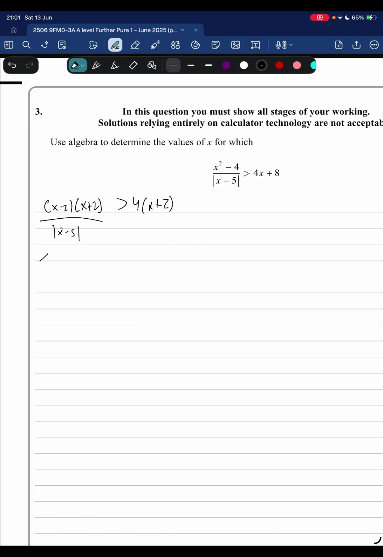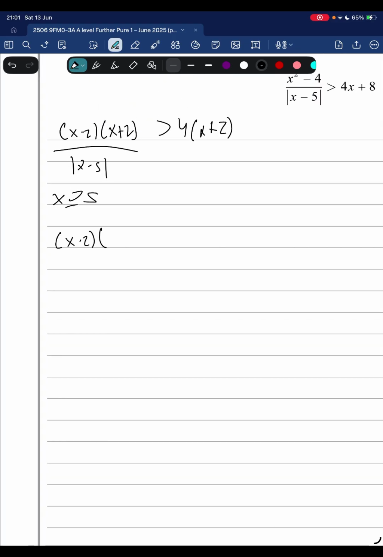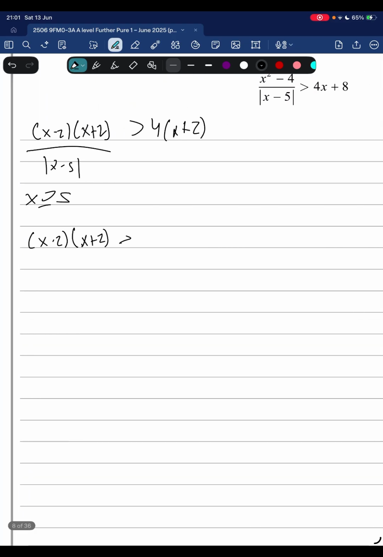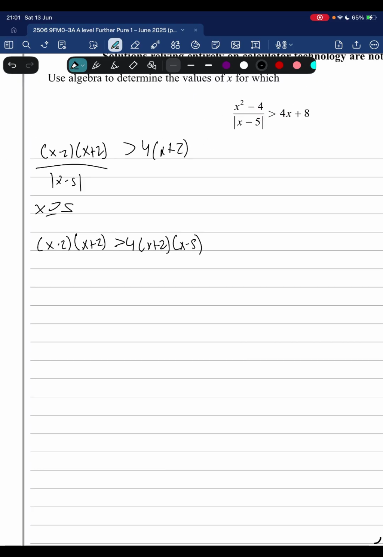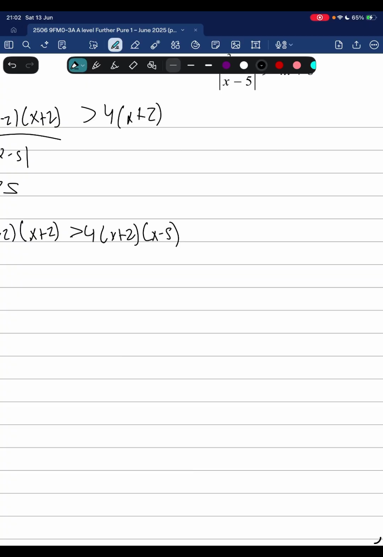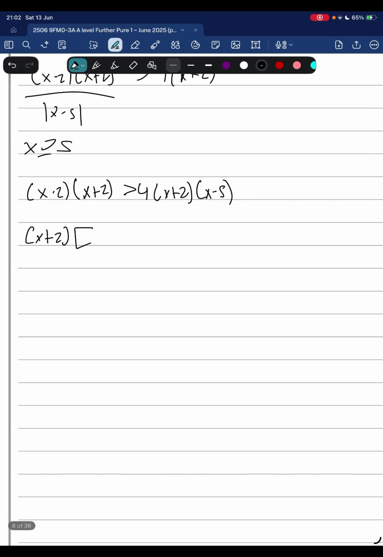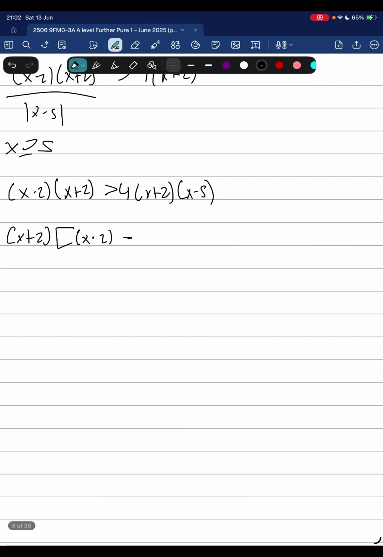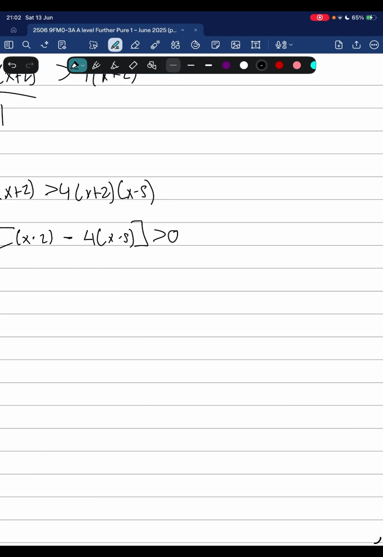Okay, so when x is greater than 5, so the modulus is positive, we can multiply both sides, right? So we get (x minus 2)(x plus 2) is greater than 4(x plus 2) times (x minus 5). And now we bring everything to one side, so we get x plus 2, and now I'm going to factor out this. So we get (x minus 2) minus 4(x minus 5), and that's going to be greater than 0, right?